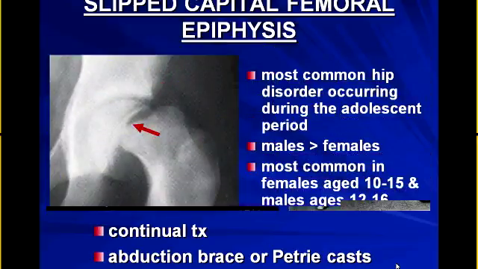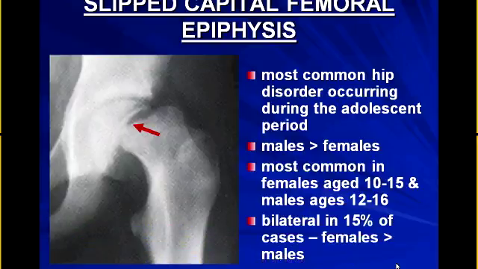Slipped capital femoral epiphysis is now considered a growing problem. Again, there is no known cause, but there certainly has been an association of this problem with children who are obese. It is the most common hip disorder occurring during adolescence. It is slippage of the femoral head off the neck, so it's a slippage at the growth plate. And that slippage will continue either until the adolescent reaches skeletal maturity, so it will fuse there, or until there's surgical intervention. The slippage actually happens during the growth spurt, hence the adolescent period.